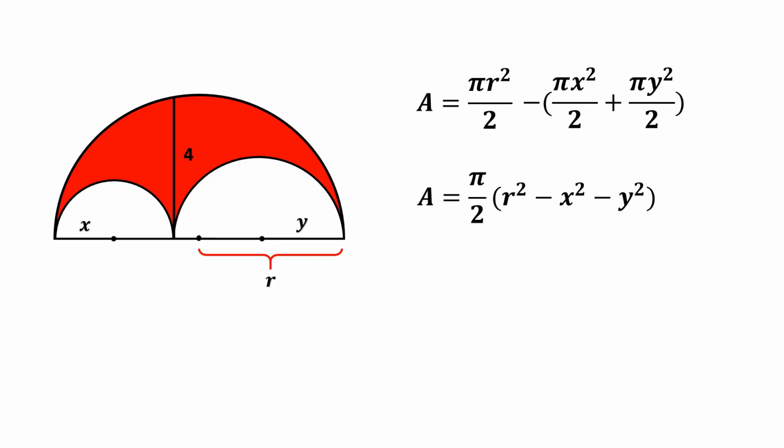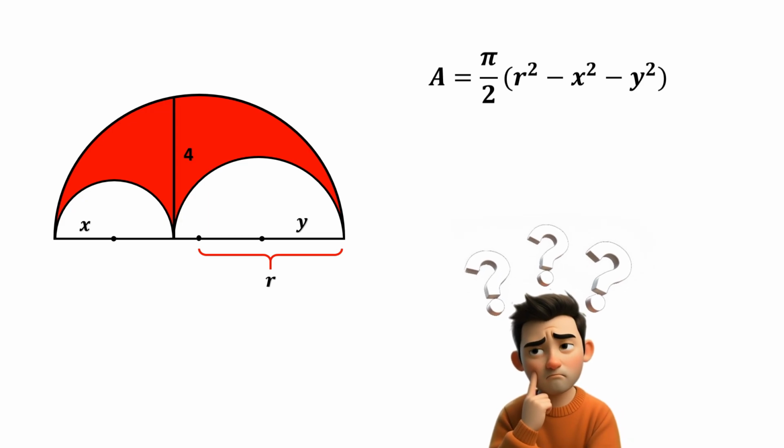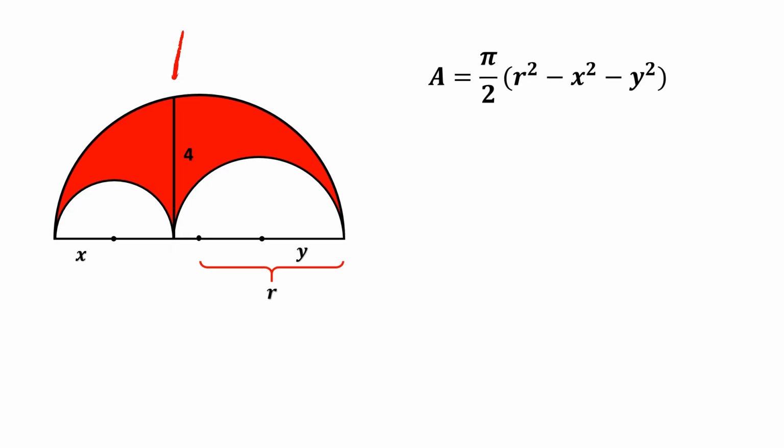So now the entire problem reduces to finding the value of r squared minus x squared minus y squared. Once we know that number, the area follows immediately. The key question is, how do we find it from the diagram? Let's go back to the figure. From the point where the tangent segment of length 4 touches the large semicircle, draw 2 additional segments, one to the contact point of the left small semicircle with the large one, and another to the contact point of the right small semicircle with the large one.